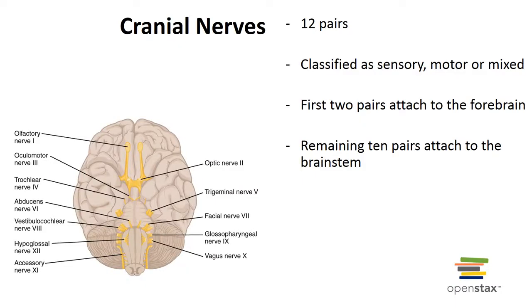The cranial nerves can be seen here by name and number. Cranial nerves are classified as either sensory, motor, or mixed. If they're sensory, they contain sensory neurons only. Motor contains motor neurons only, or mixed, meaning they contain both. The first 2 pairs attach to the forebrain. The remaining 10 pairs attach to the brainstem.